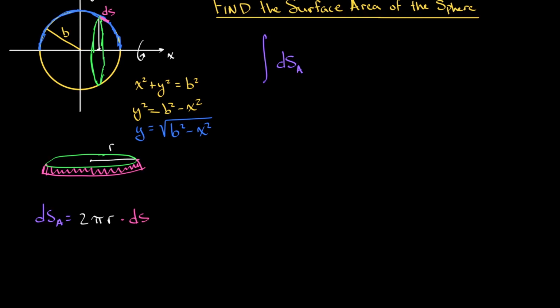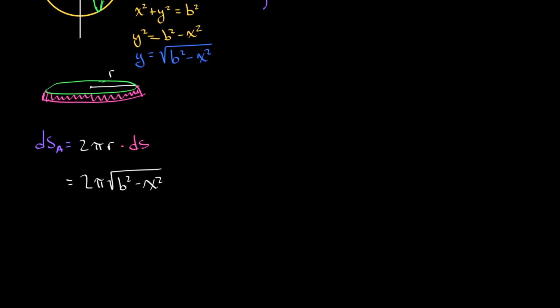You can certainly set this up and integrate it with respect to y, but we're just going to integrate it with respect to x. It's just a decision that we're making here. So we have 2 pi, and we said that r is going to be the square root of b squared minus x squared. And then lastly, all we need to do is get this little piece of arc length.